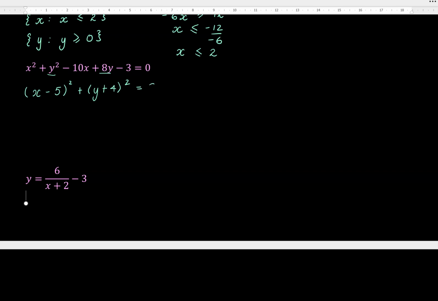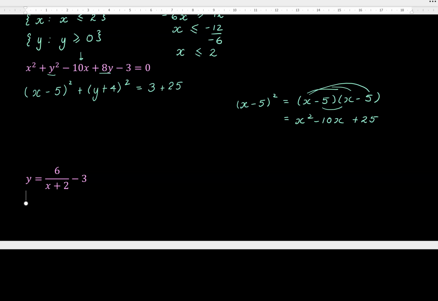Now, we can't just leave it like that, because when I expand x take 5 squared, I remind you that's going to give us x take 5 times x take 5. That will give me x squared, take 5x, take another 5x, so take 10x, which is exactly what we wanted here. But we're also going to get this plus 25. So because we've added the 25 in there, we need to also add it to the other side.